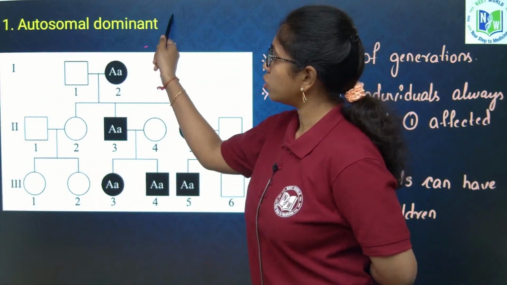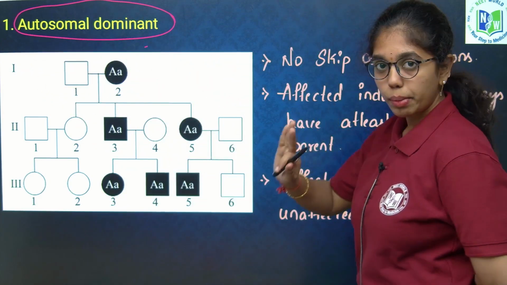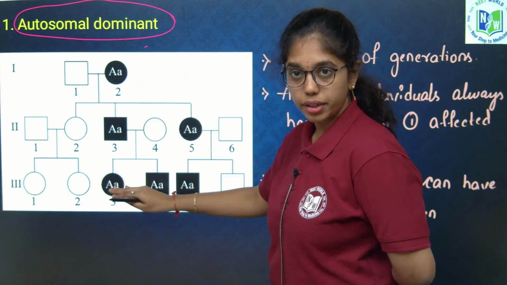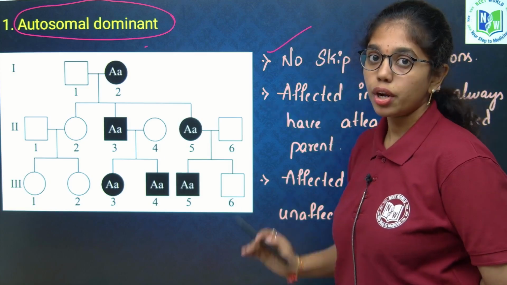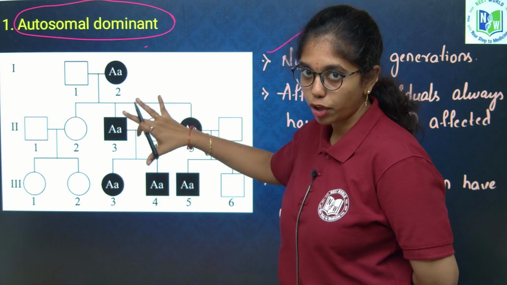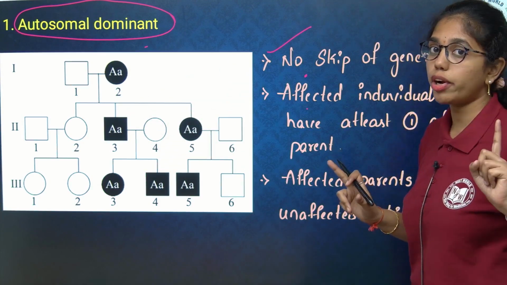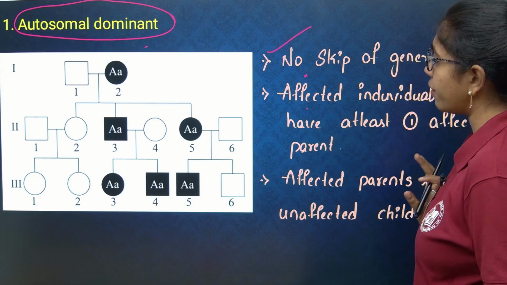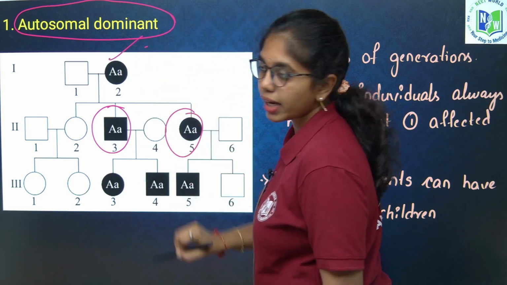First, if you see autosomal dominant, the first thing you remember: any dominant trait, if it is in the diagram, there will not be any skip of generation. Dominant trait is passing through generations, which means there will not be any skip of generation. This first point you have to remember. Second point, affected individuals have at least one affected parent.